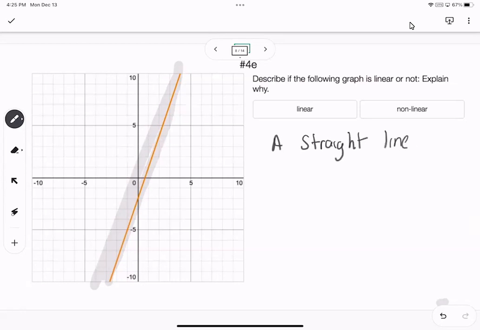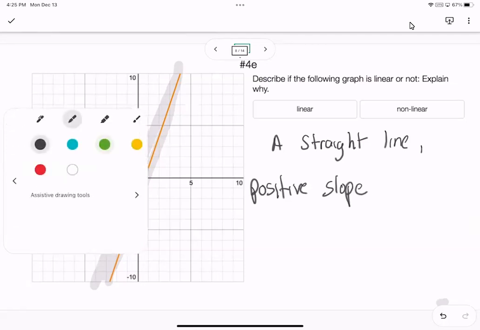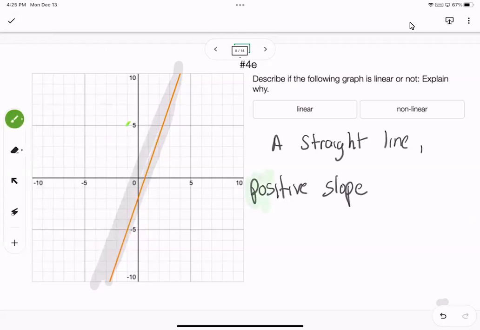And since it's going upward, it has a positive slope. So since the slope is positive, it is going upward. That makes this a linear line.